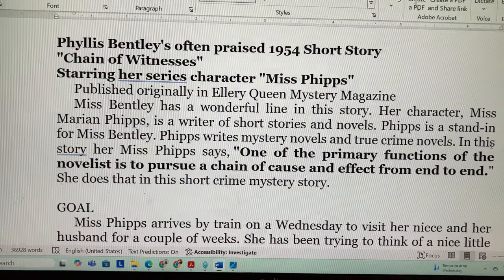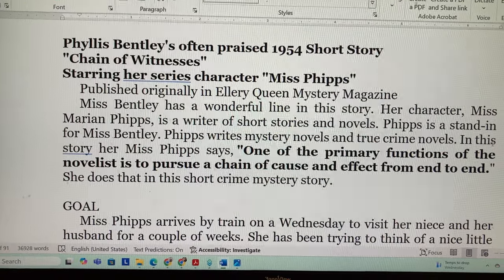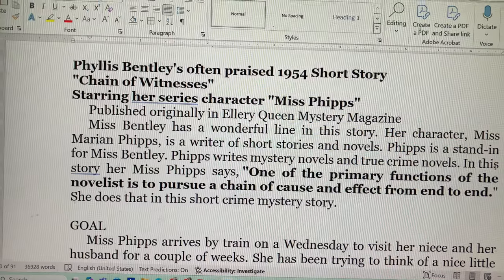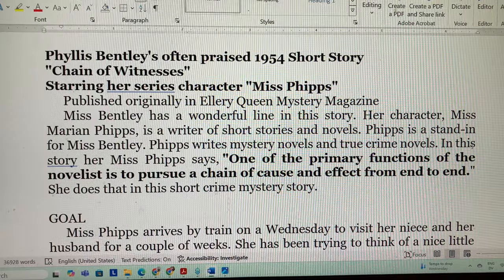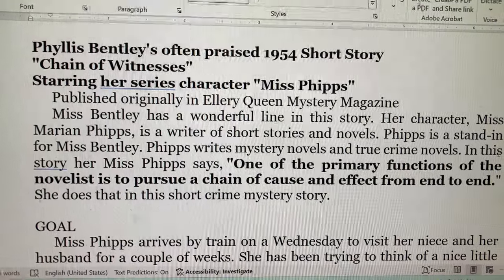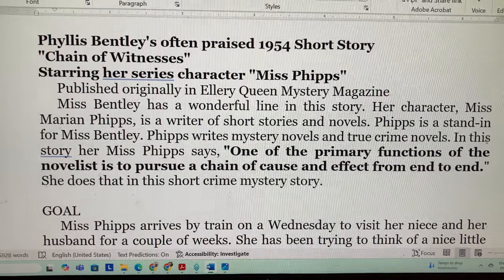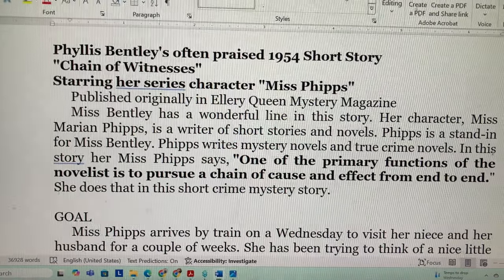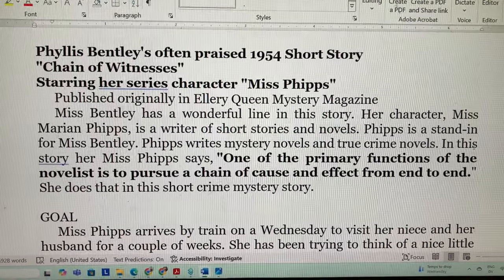This is like on a ladder of larger and smaller. This is larger. The entire short story is a scene sequel. And this is a short story published in Ellery Queen Mystery Magazine. Miss Phipps is the character. Bentley is the writer. And she wrote a wonderful line in this story.